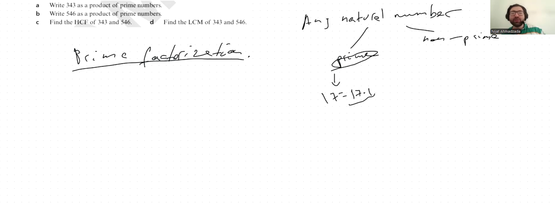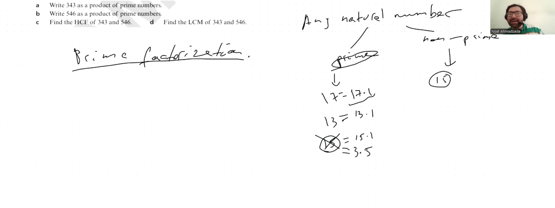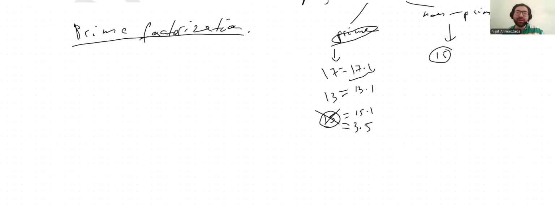The same thing works for 13, for example. Does the same thing work for 15? No, it's not right, because 15 I can show as 3 times 5. So 15 is not a prime, and it will be in the non-prime group. If you are not a prime, then I can show you as a product of primes. If you are a prime, I can only show you as 17 times 1, that's it.